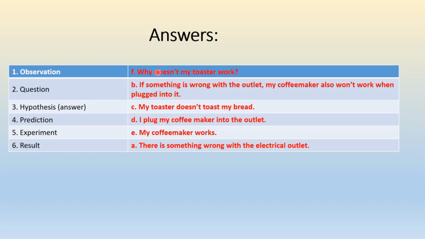An alternative hypothesis will be that the toaster itself is malfunctioning. The toaster itself is not properly plugged in or turned on, or there might be an issue with the specific outlet where the toaster is plugged in. Because the coffee maker is working, you have to give some explanation about what could be wrong with the toaster, because the coffee maker is working when you plug it into the same outlet.